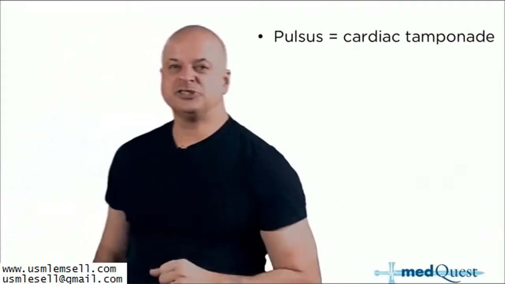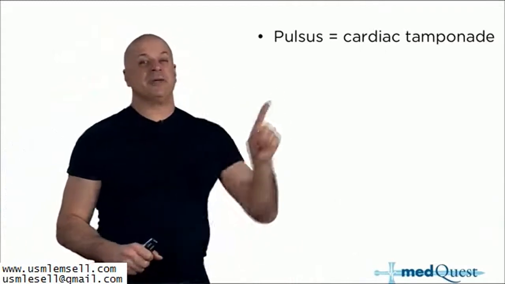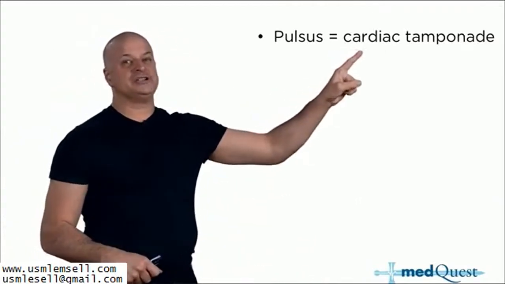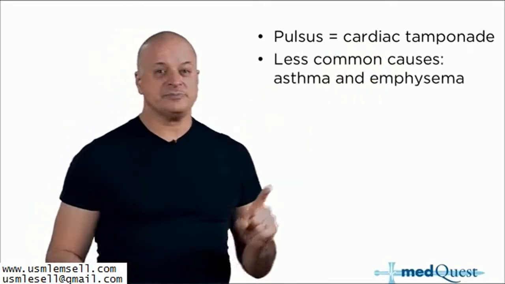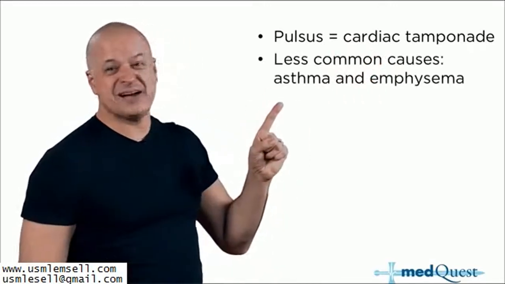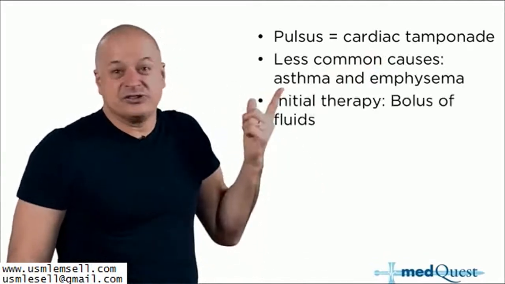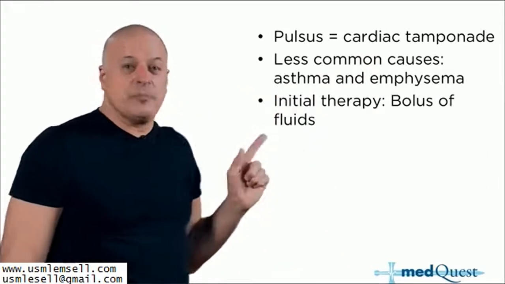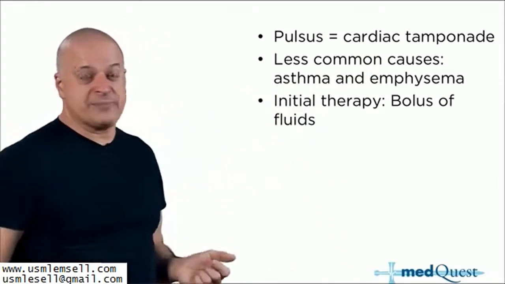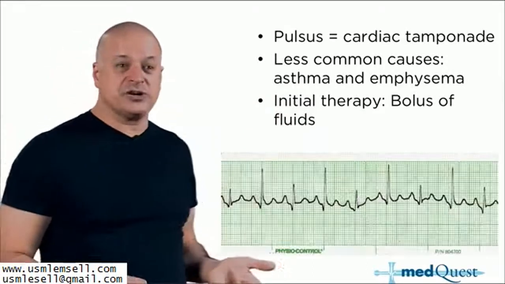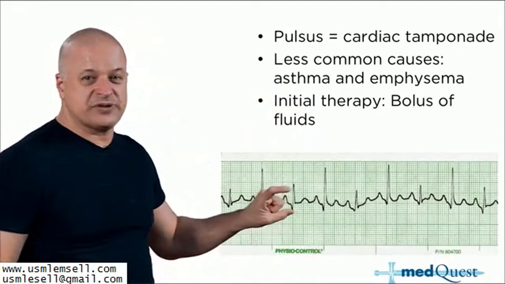Now, it is true that you can have pulsus paradoxus in asthma, but the biggest point for you is that you understand it happens most often when the heart is compressed. The others are less common here, and they don't need them. You don't need a pulsus paradoxus to diagnose asthma, where you can hear the wheezing. The bolus of fluids is to push the heart open so you don't have hypotension. All hypotensions are treated with fluids. And this is the respiratory variation.